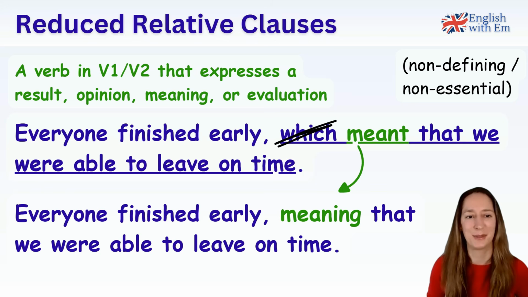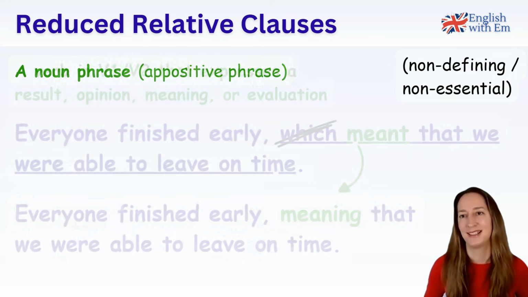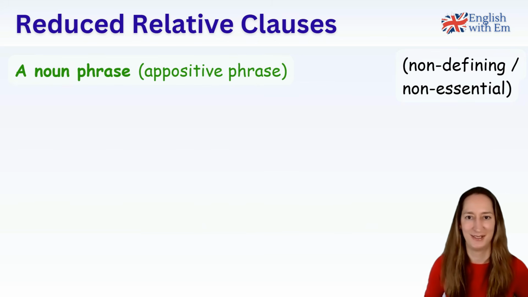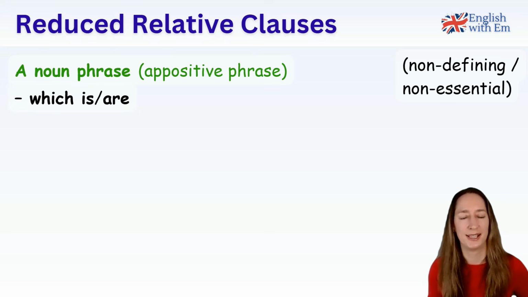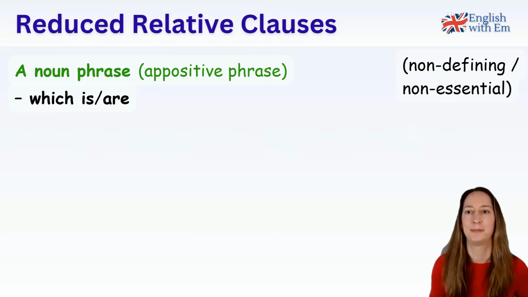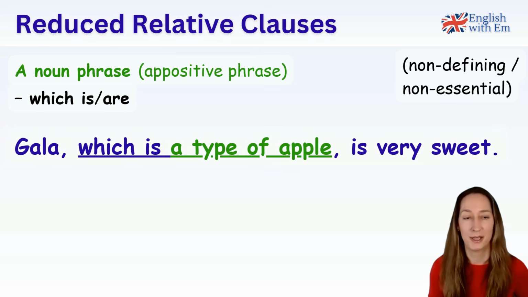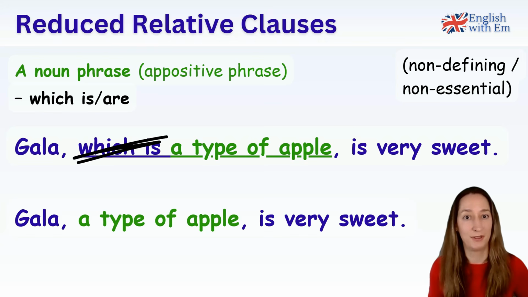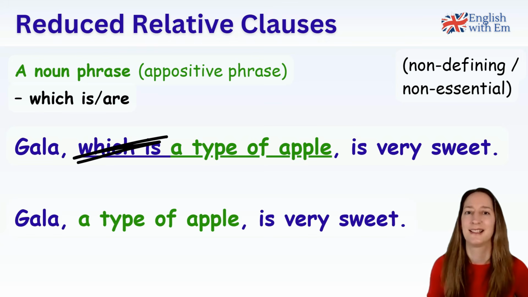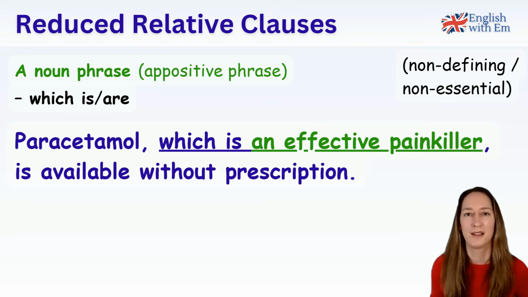Okay, now we're coming to the last type. A noun phrase, or an appositive phrase. And these will start with which is or which are. Gala, which is a type of apple, is very sweet. Now, this is super easy. We just delete the relative pronoun and the verb to be. Gala, a type of apple, is very sweet. One more example.